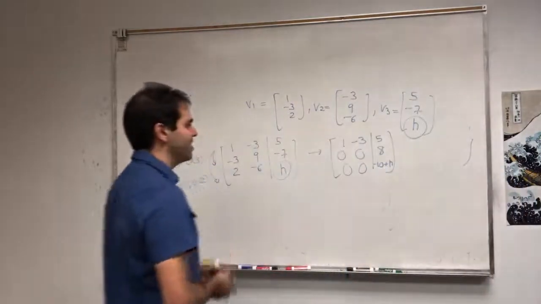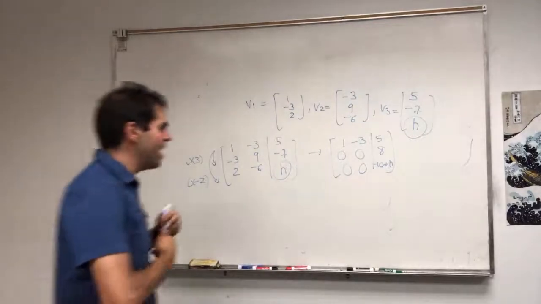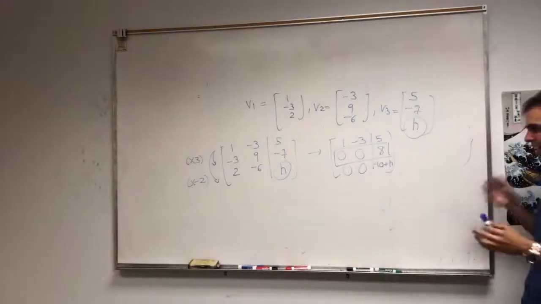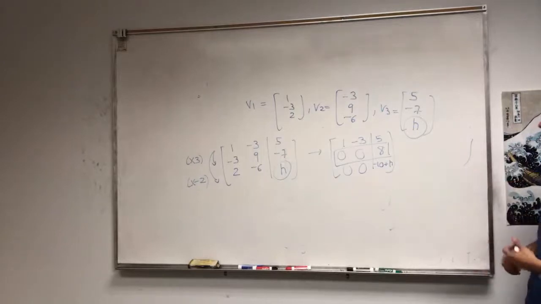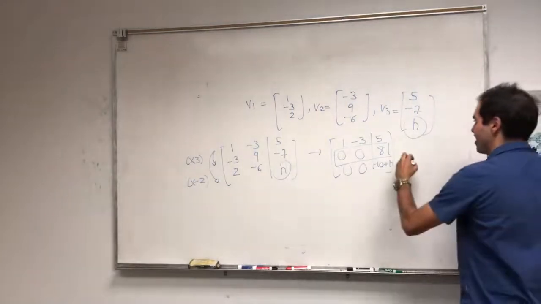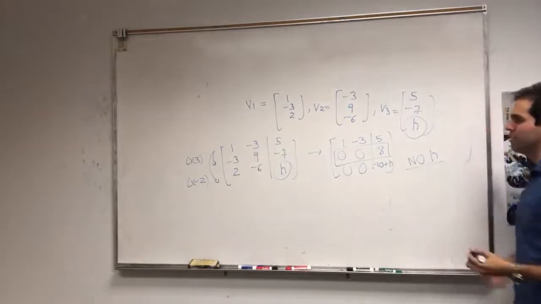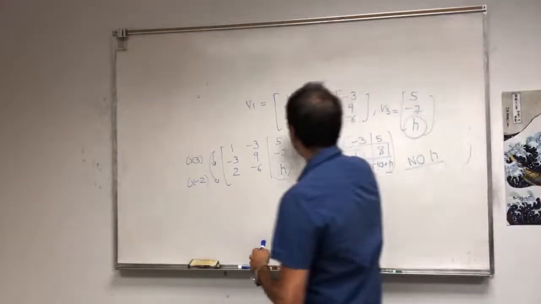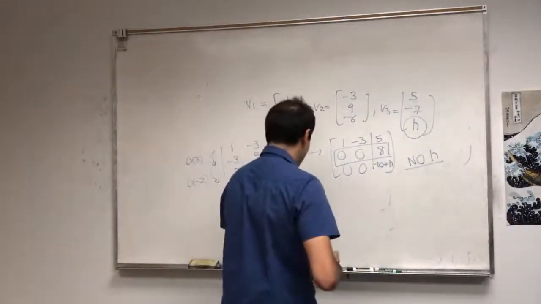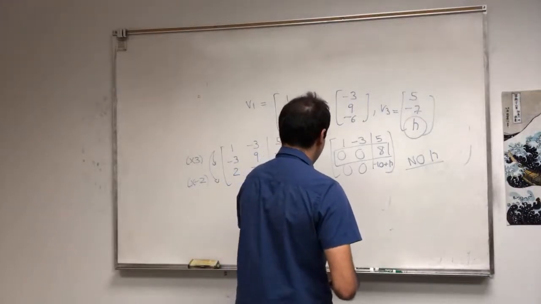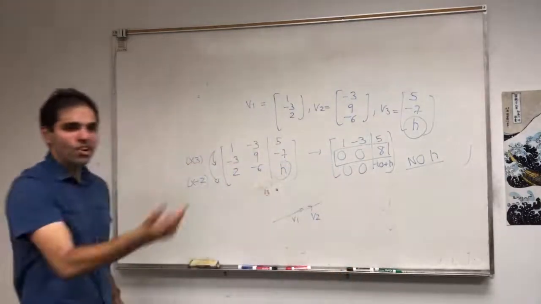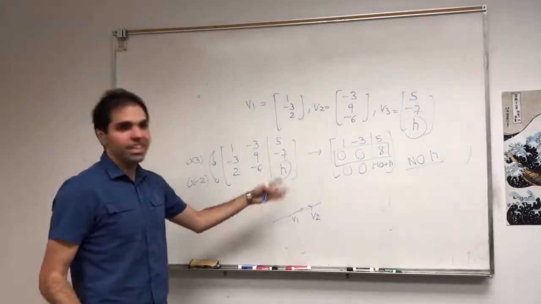Well, it's kind of interesting because you don't even need to know the values of h. Notice you have the row of the form 0, 0, 8. So unless I make a mistake, it means that this system is not consistent. So it turns out for no values of h is this third vector in the span of the other two. Which makes sense, because notice v2 is actually a multiple of v1. So the picture looks like that. That is v1, maybe that is v2. And v3 is just another vector that's not on this line. So no matter what the value of h is, v3 can never be on this line.